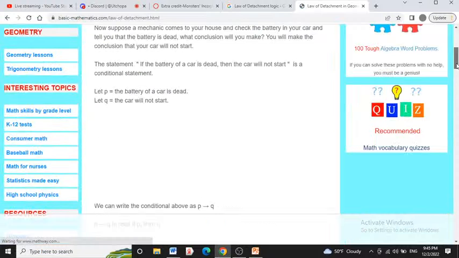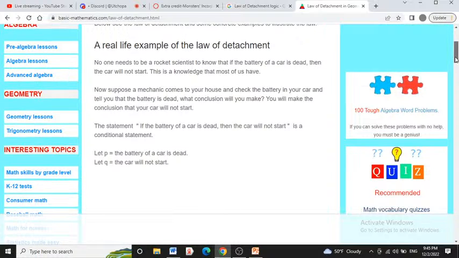Here's a real-life example of law of detachment. No one needs to be a rocket scientist to know that if a battery of a car is dead, then the car will not start. This is a knowledge that most of us have.